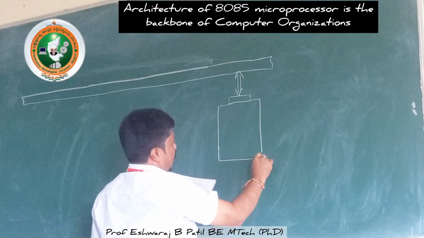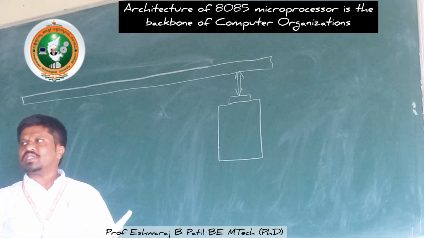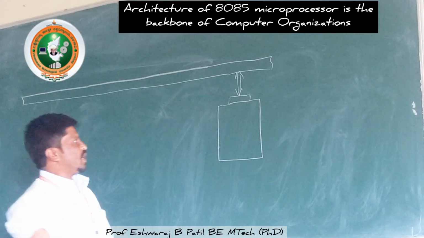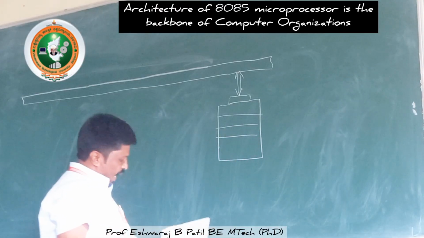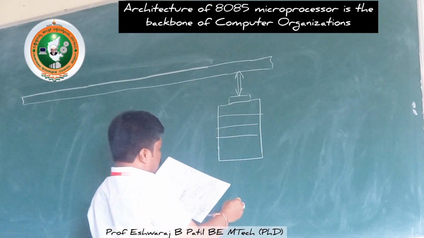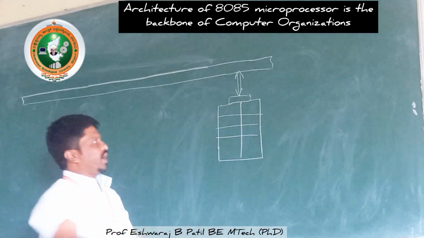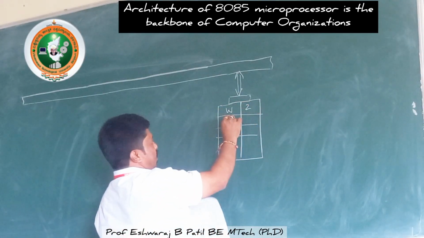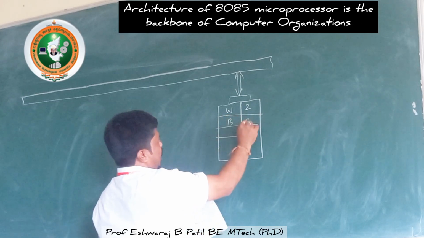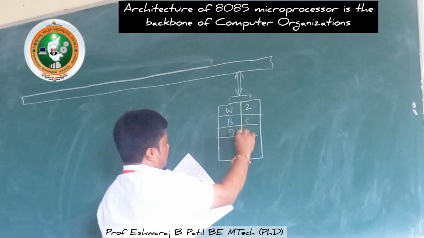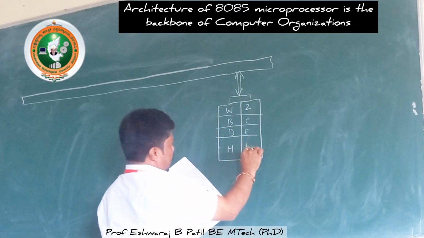I have registers. Whenever I say registers, the microprocessor consists of many registers. We call this the array of registers. This can be divided into parts such as WZ, and also we have B, C, and also D, E, and also H, L.